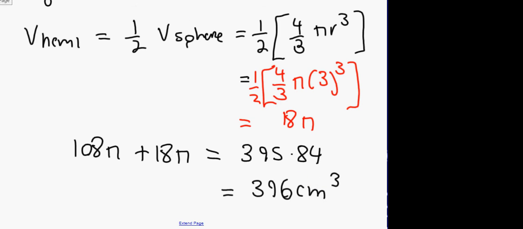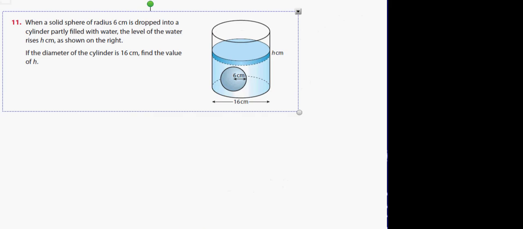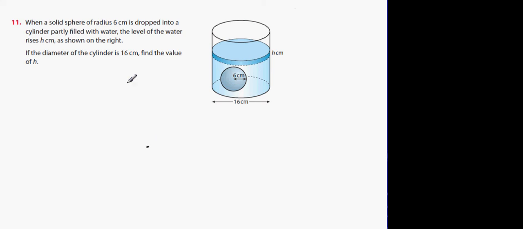Next part. Or next question. When a solid sphere of radius 6 is dropped into a cylinder partially filled with water, the level of the water rises h centimeters as shown on the right. If the diameter of the cylinder is 16, that means r equals 8, r of the cylinder. Find the value of h. There's something you have to write down at the start.